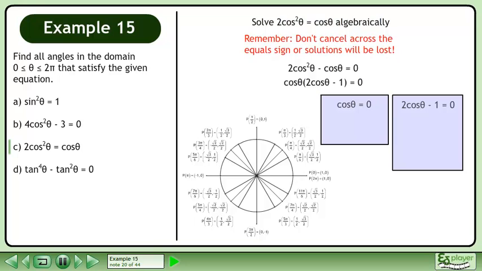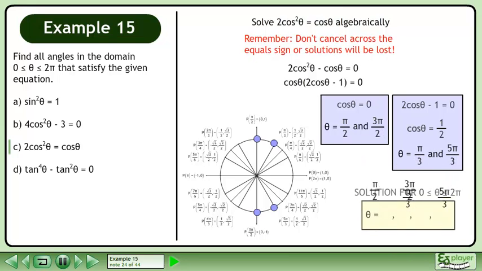Bring up the unit circle. Cos theta equals 0 when theta equals pi over 2 and 3 pi over 2. Moving on to the next factor, simplify to get cos theta equals 1/2. Cos theta equals 1/2 when theta equals pi over 3 and 5 pi over 3. The solution over the domain where theta is between 0 and 2 pi is pi over 2, pi over 3, 3 pi over 2, and 5 pi over 3.